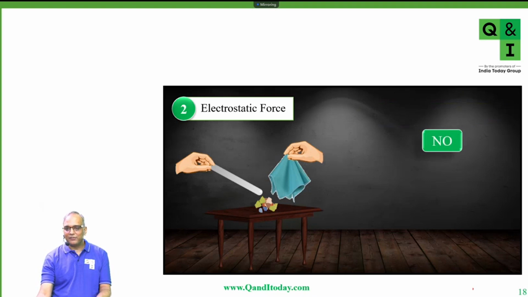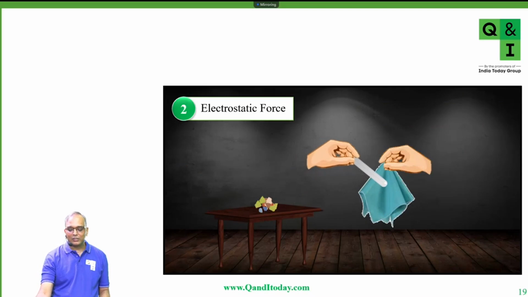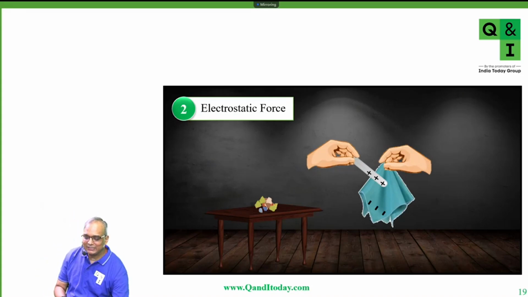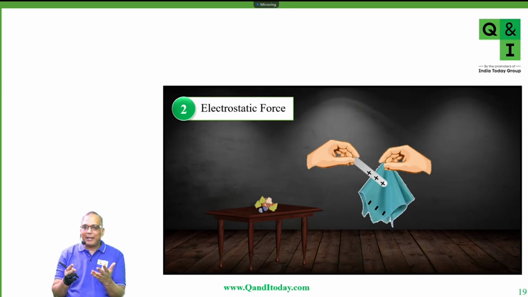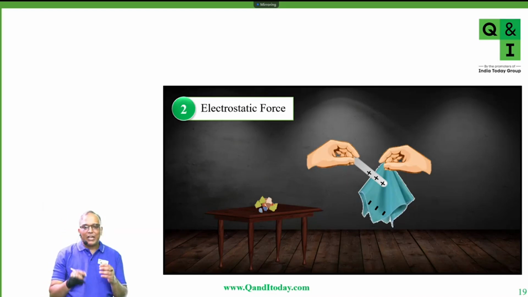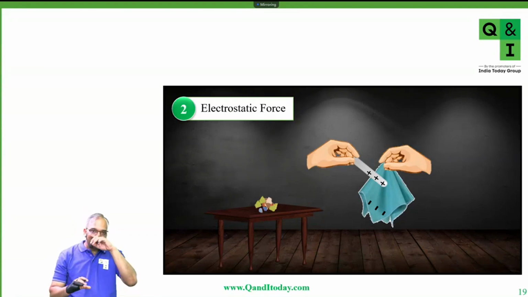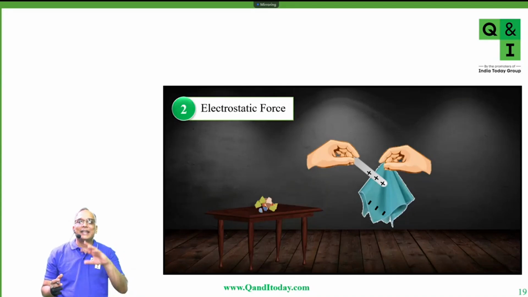Do you observe anything here? No. But when you rub this glass rod with this silk cloth, the glass rod will get positively charged and the silk cloth will get negatively charged. Whenever you are rubbing two objects, both these objects get charged. How does this happen? We'll study this in later chapters. So when you rub a glass rod with a silk cloth, the glass rod becomes positively charged and the silk cloth becomes negatively charged. That is because of the transfer of electrons. Do you understand what electrons are?